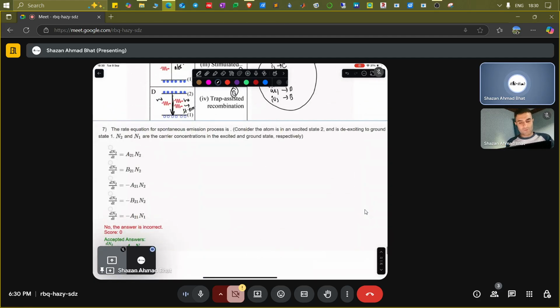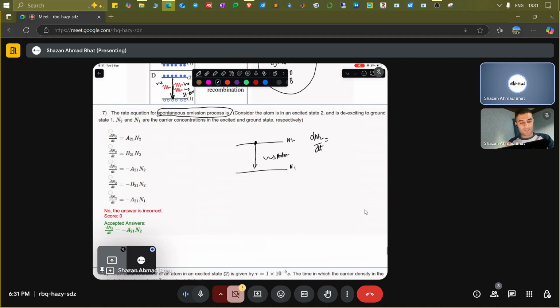And here again, we talked about if you have a two-level system where this is N2, this is N1. So consider an atom, the rate equation for spontaneous emission. We need to write the rate equation for spontaneous emission. That means the electron is coming from the upper state to the ground state and emitting a photon. That means we will be talking about the rate dN2/dt. That is given by this particular relation with a negative sign.